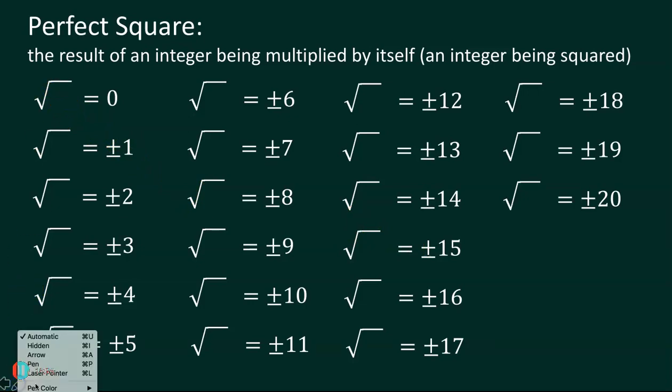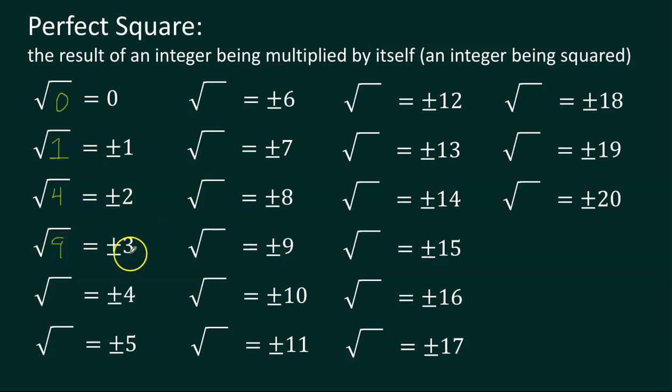Well, I need to grab a pen again. You'll want to grab a pen too. You can type or you can draw. The square root of 0 is equal to 0. The square root of 1 is equal to positive or negative 1. The square root of 4 is equal to positive or negative 2. The square root of 9 is equal to positive or negative 3.